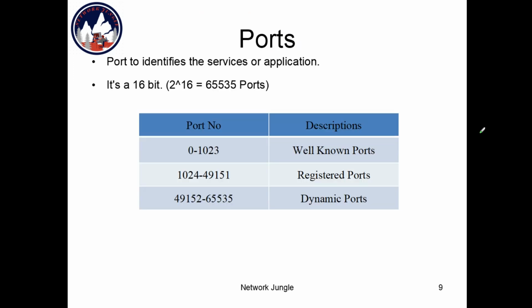Next we talk about ports. Ports are used to identify the service or application. A port is 16 bit, so 2 power 16 gives 65,536 ports, numbered up to 65,535. They are classified into 3 categories. 0 to 1023 are the well-known ports. Then 1024 to 49151 are the registered ports. Then 49152 to 65,535 are the dynamic ports. Dynamic ports can be seen in Windows machines, and not only Windows, Mac machines also.